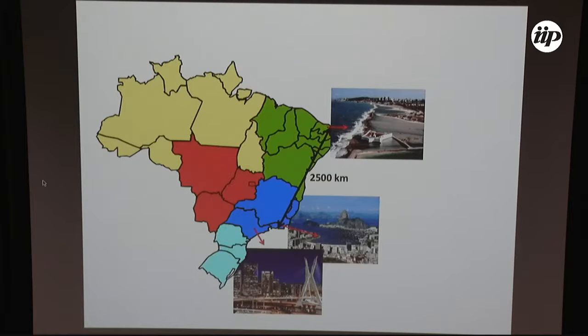Some people ask me, well, where is São Paulo related to Natal? Well, this is Natal, this is where I live, Rio, this is São Paulo. They are 400 kilometers apart, and we are 2,500 kilometers from São Paulo. So we got to take a plane to get here.